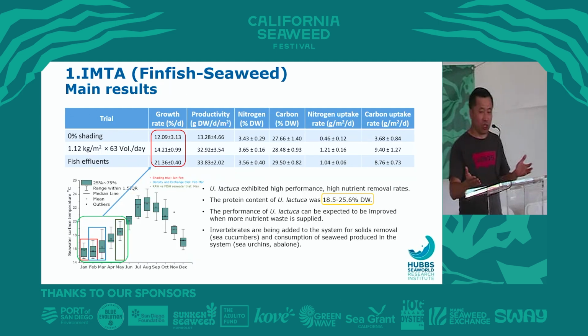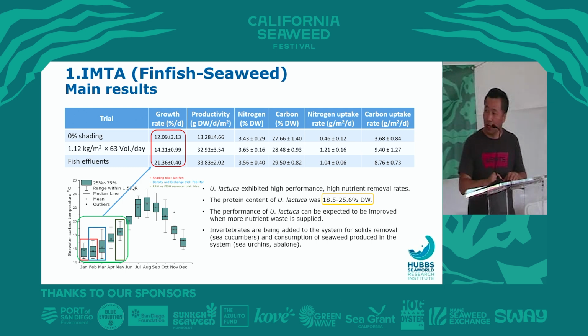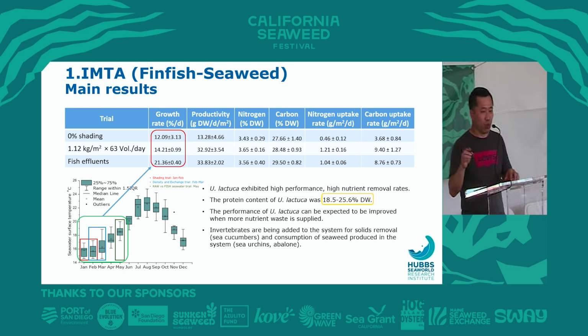The results are good. The seaweed can assimilate 100% of the nutrients produced by the white seabass tanks, and the protein of the Ulva can reach over 25%. But since the nutrients are assimilated 100%, that means the nutrients are limited. So if we supply more nutrients, the performance of Ulva can improve. Also, in this system, we didn't integrate invertebrates into the combined culture system. For the produced solid waste, we want to add invertebrates into the system to use it.